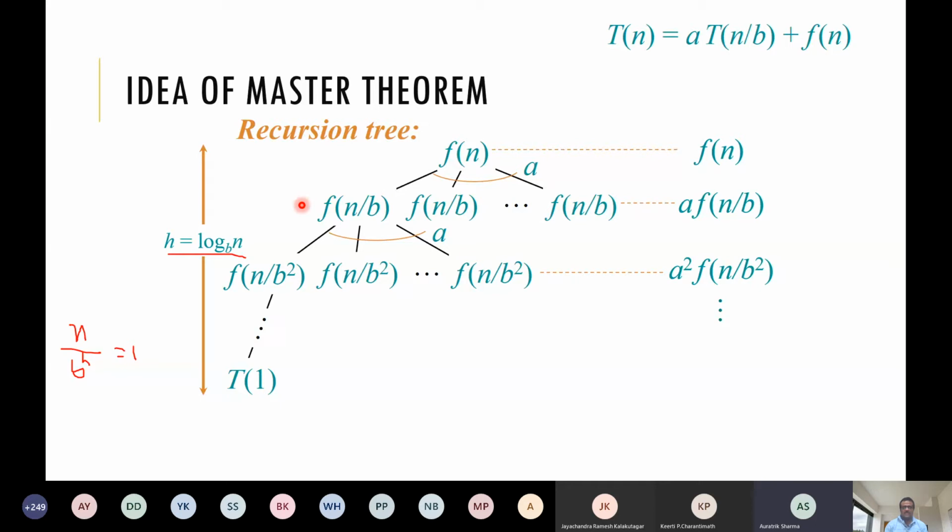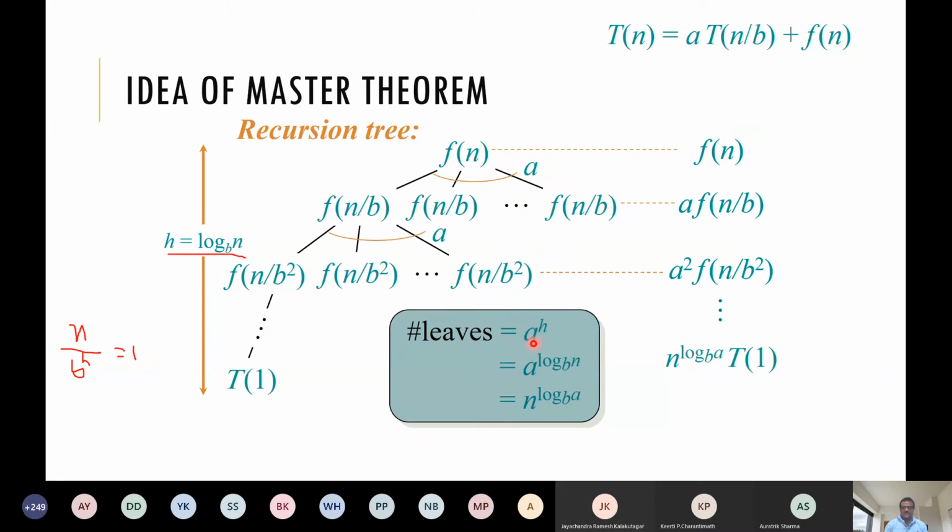So what is the number of nodes in this level? It is a. What is the number of nodes in this level? It is a square. What is the number of nodes in the next level? It is a cube. So like this. So height is the last level. So at the last level, height is h, so it will be a to the power h. So a to the power h is the number of leaves.